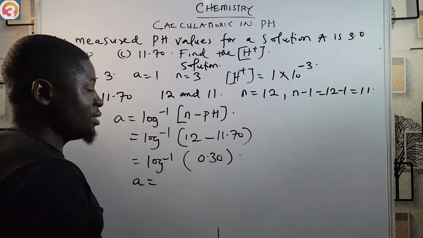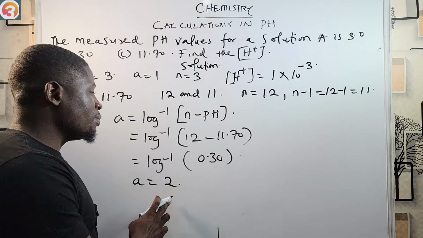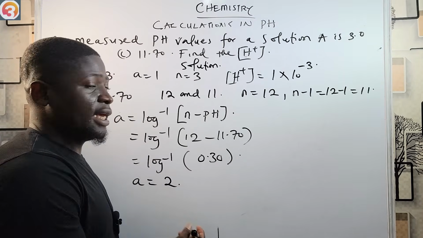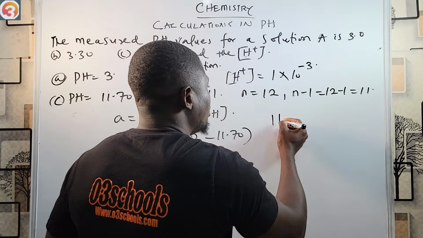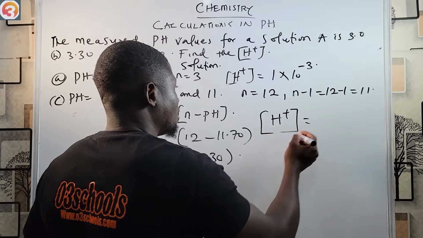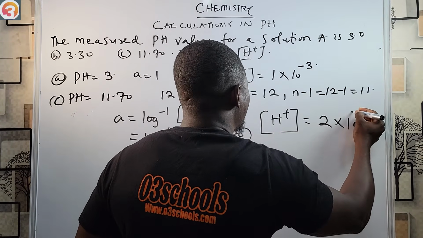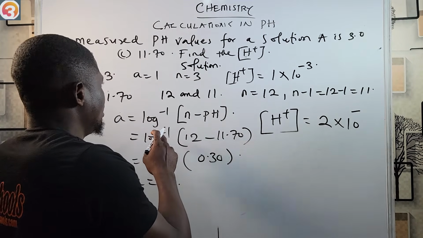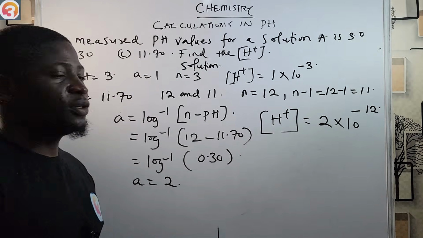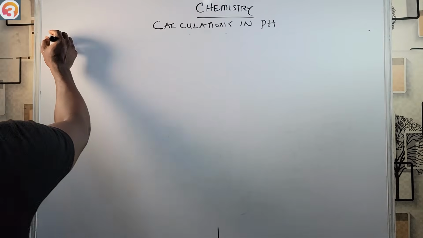Log inverse of 0.30 is 2. If you ask yourself the question, logarithm of what number will give me 0.30? It is logarithm of 2. So we know that 2 is A. Then our hydrogen ion concentration will not be difficult to know any longer, because that will be equal to 2, that is A, times 10 raised to the power minus our N. Our N is 12. So simple as A, B, C. All right, we take a fourth question now.